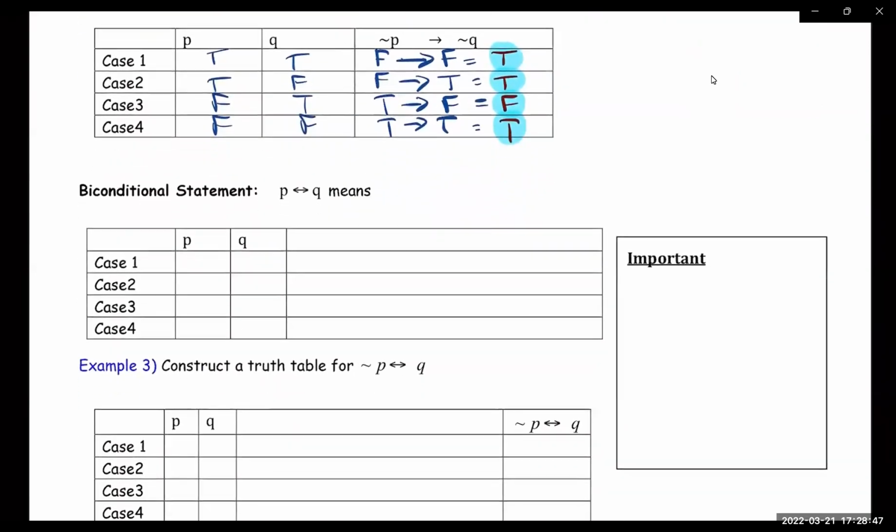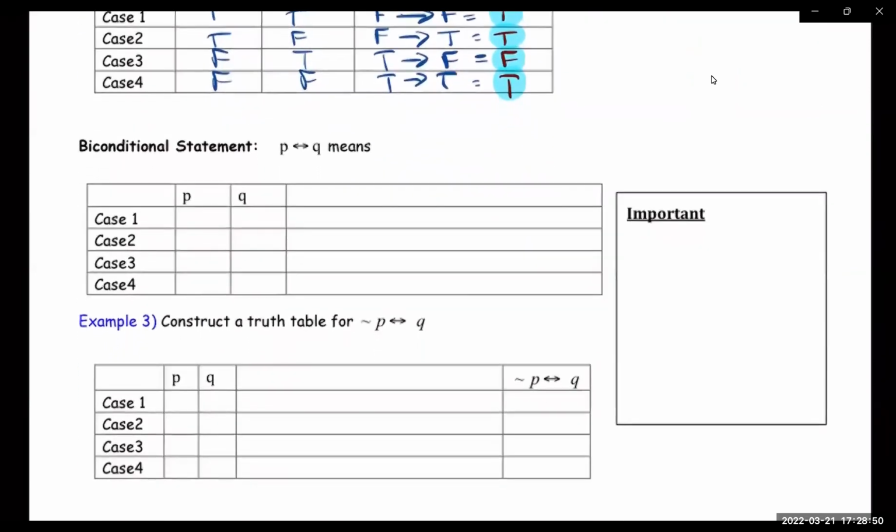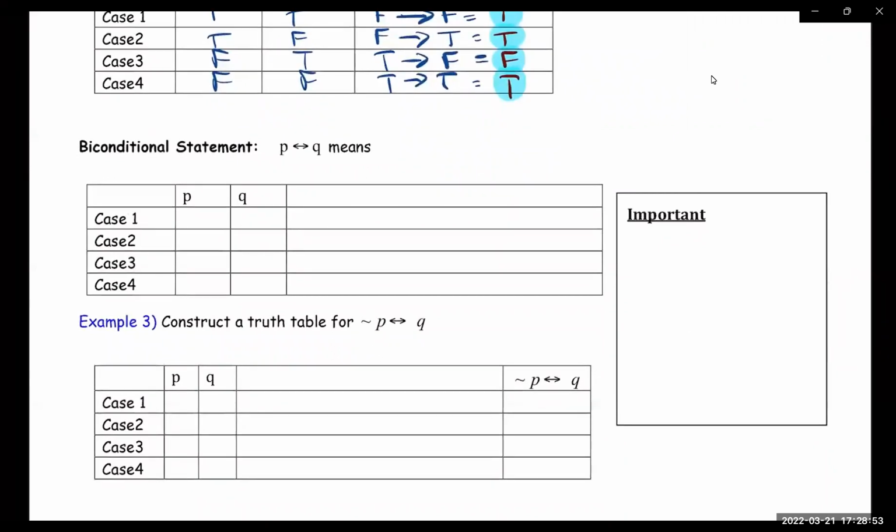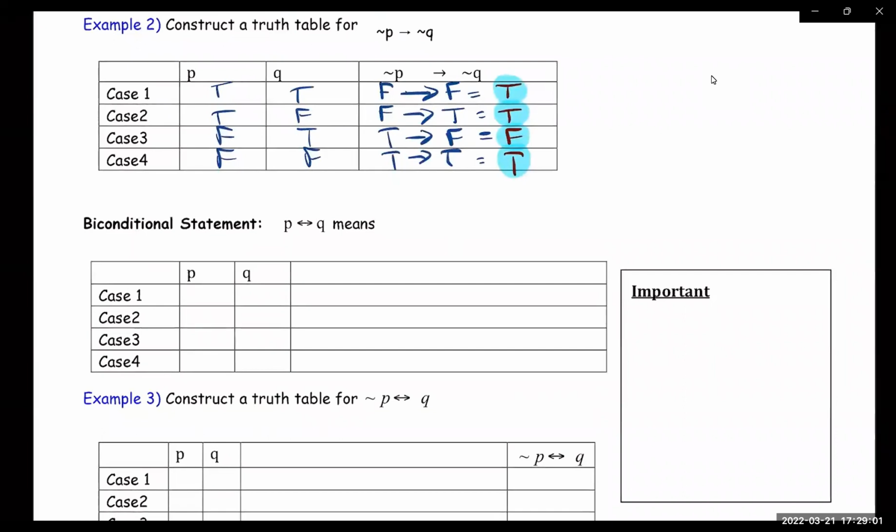All right, let's look at this one. Conditional statement. So now that's a biconditional because it's a two-sided arrow. All right, so let's start off with the different cases. True, true, true, false, false, true, false, false. All right, for this one, let me just double check the book. I don't want to say anything incorrect. So one second.